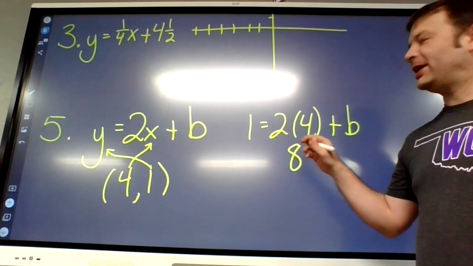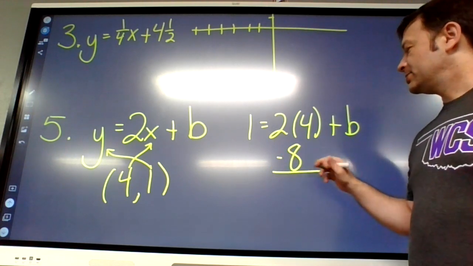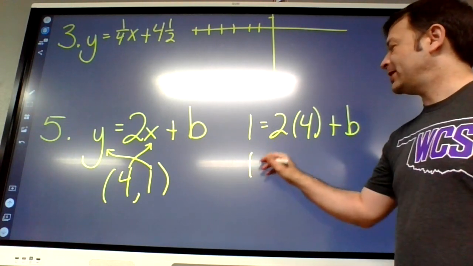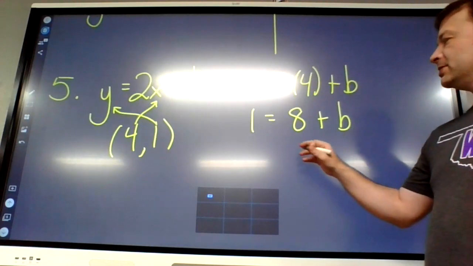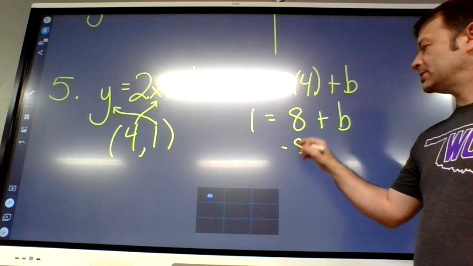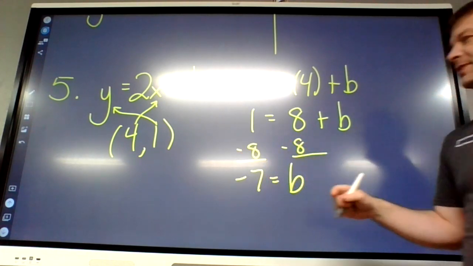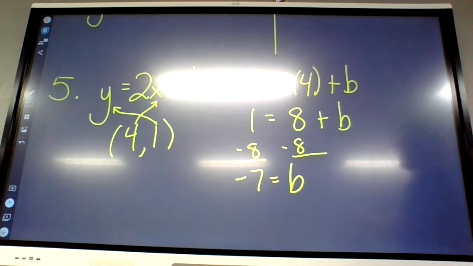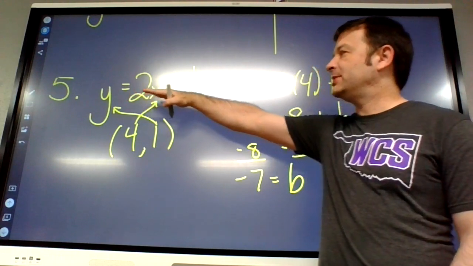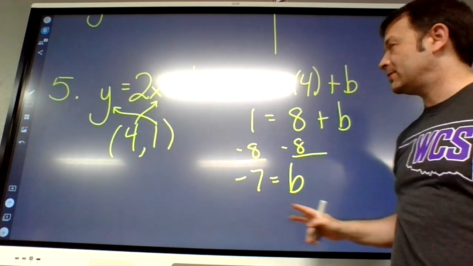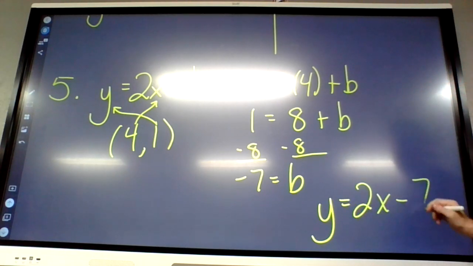Okay, if you try and do it all in your head, you will miss more. That's just not a good idea. So anyway, 2 times 4 is 8. So how do I solve for b? Minus 8. Or -7. Okay, but -7 is not the answer. It's just part of the answer. We just need to replace the b with -7. So the real answer is y equals 2x minus 7.